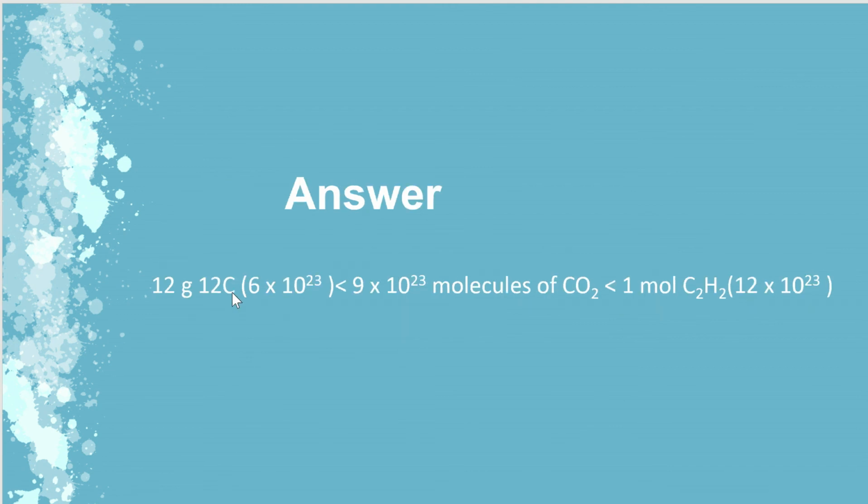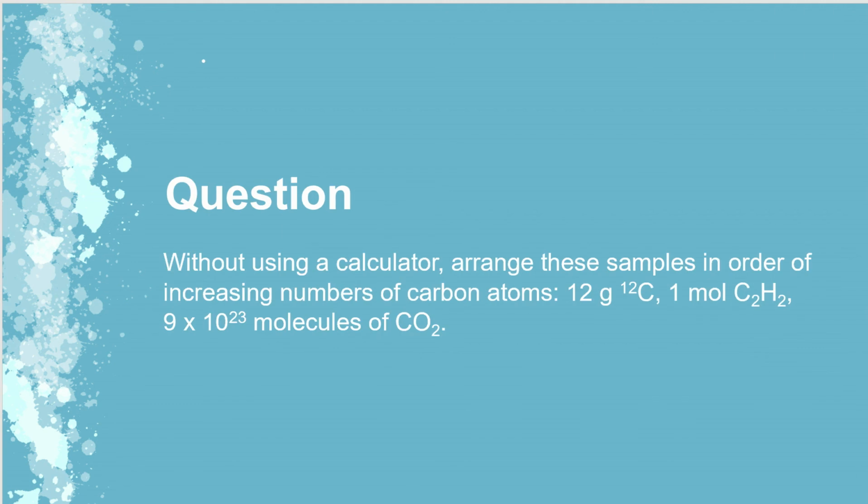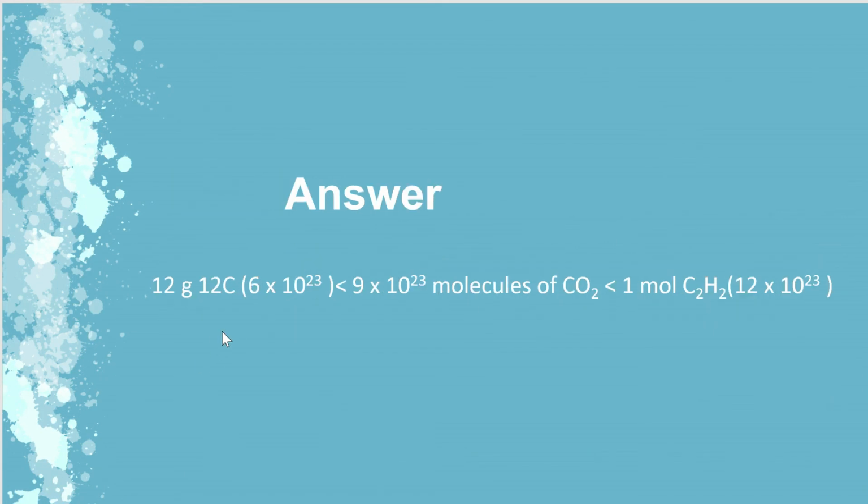All right, so if you had it in this order, then that would have been correct, right? So here we have the lowest number, and let me just read the question again. We're arranging it in order of increasing number of carbon atoms. So we're going from smallest to highest, right?